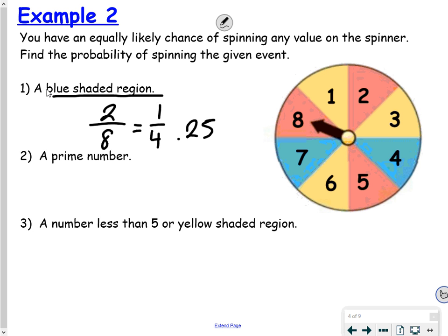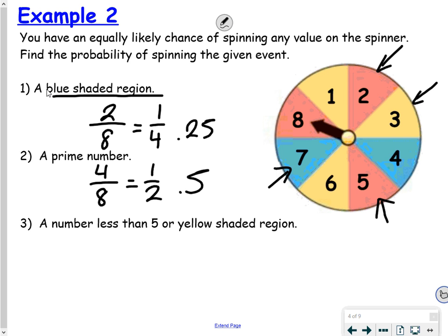The probability that we land on a prime number, so we have to go over our prime numbers. 1's not a prime number, but prime numbers would be 2, 3, 5, and 7. So that's 4 possible outcomes out of a total of 8. So that's 1/2, 0.5, or 50%.